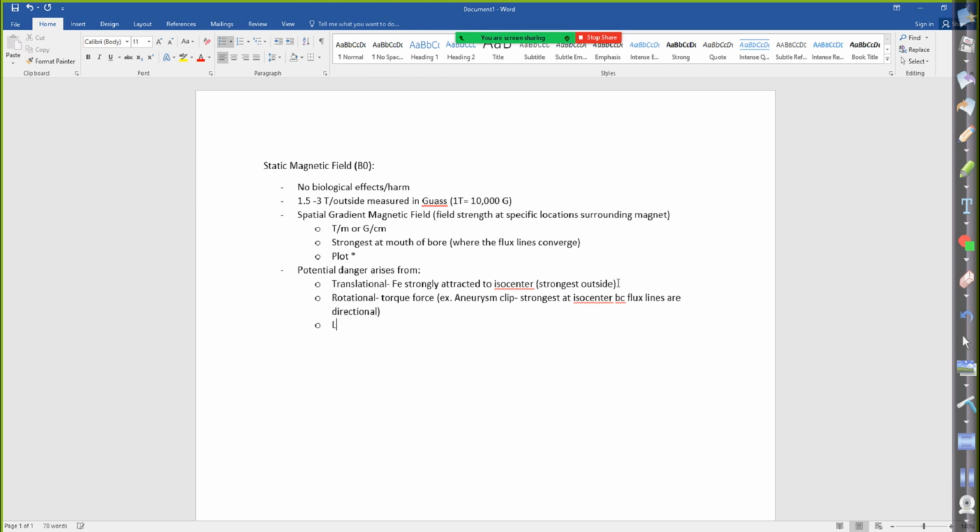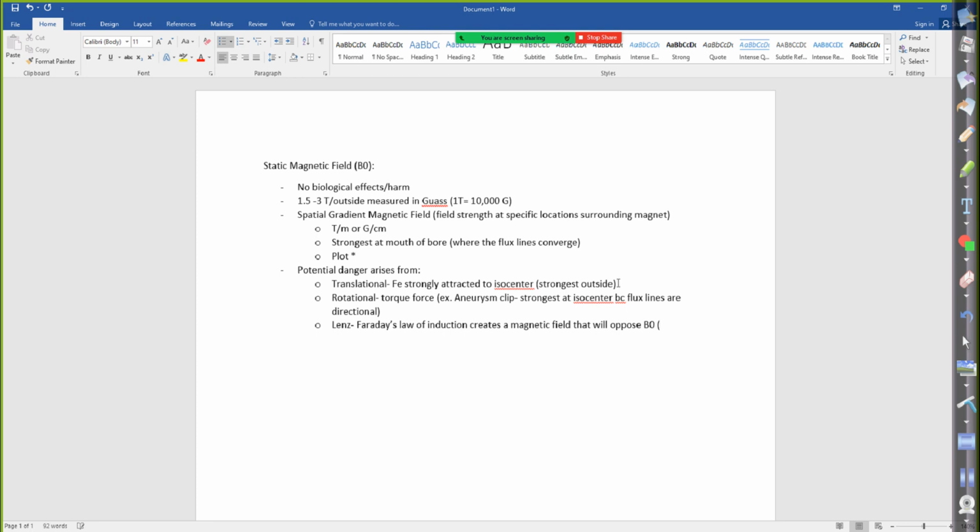And then the last force is the least threatening. It's Lenz. And it's really just talking about how Faraday's law of induction creates a magnetic field that will oppose B sub 0.